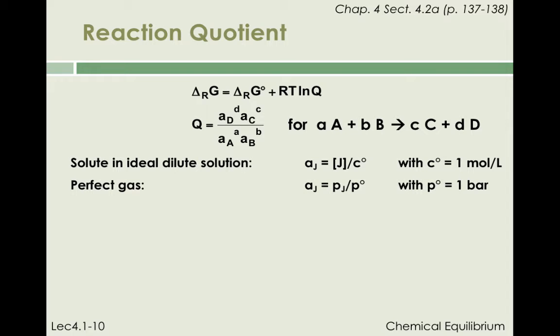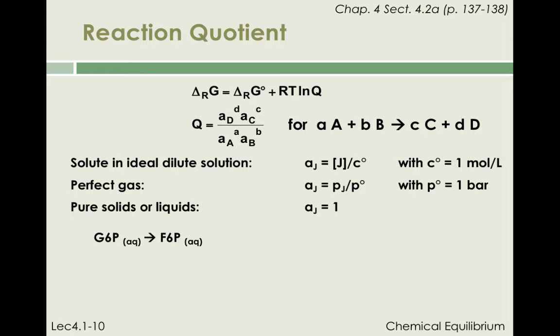For a perfect or ideal gas in a mixture, we equate the activity of J with the ratio of the partial pressure of J to the standard pressure, P standard. For a pure solid or liquid, the activity of J will be equal to 1. These definitions ensure that the activities are unitless and that the chemical potential of a species is equal to the standard chemical potential of that species when the species is present in standard concentration for a solute, or at the standard pressure for a gas, or pure for a pure liquid or solid.